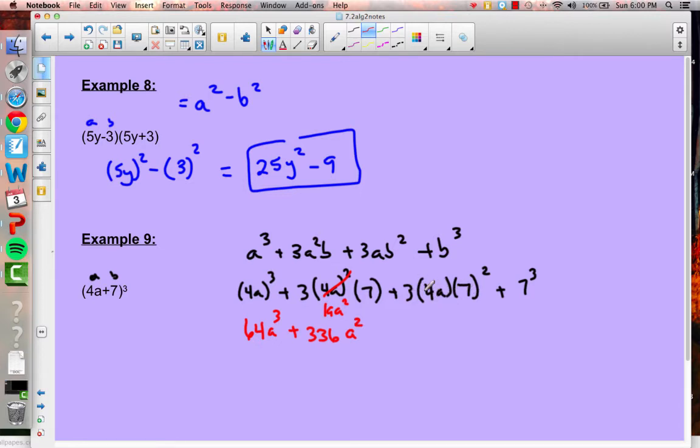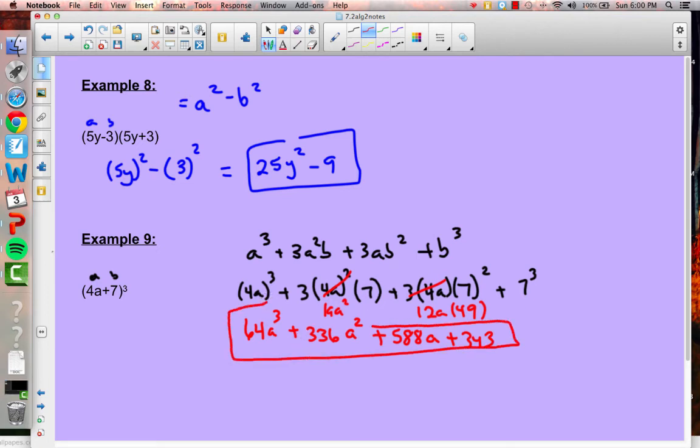And then we do the same thing over here. We have 3 times 4a, that gets you 12a, and then 7 squared is 49. So what is 49 times 12? 588. So 588, and we just have an a left. And then lastly, 7 cubed gets us 7 times 7, that's 49. Then times 7 again is 343. So there is our final polynomial.